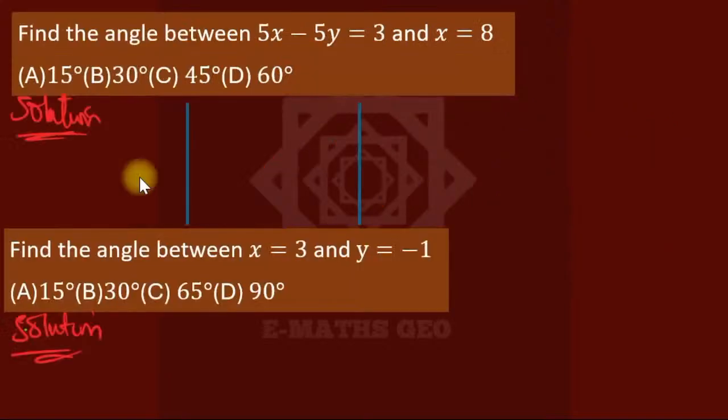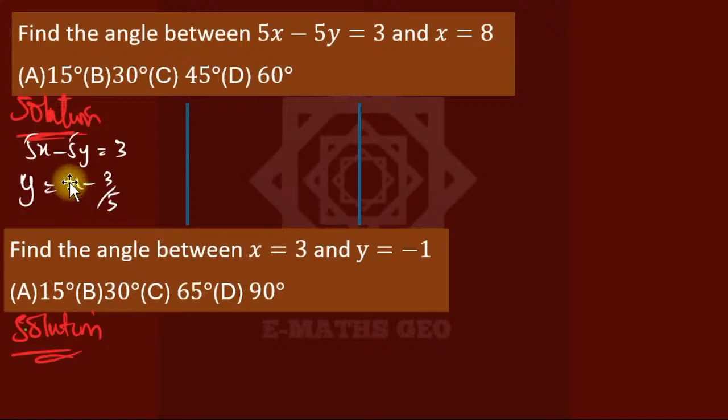Alright, so let's look at this question. They said find the angle between these lines. For this, first of all, make y the subject of the formula. For the first line, 5x minus 5y equals 3. Making y the subject of the formula, we see that y will now be x minus 3 over 5.